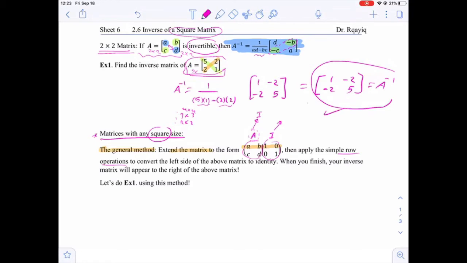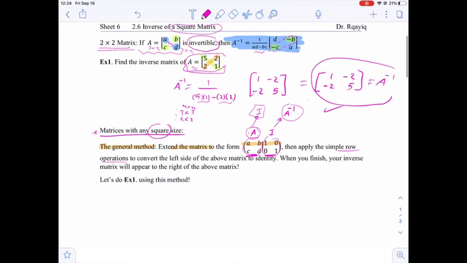So after applying elementary row operations, the matrix I will be changed to a new matrix that's called A inverse. So we put the matrix A and we put the identity adjacent to it, next to it, and then we apply elementary row operations as we did in the previous video or previous section, 2.5, to convert the matrix A into the identity, and then the resulting matrix on the right will be the inverse.